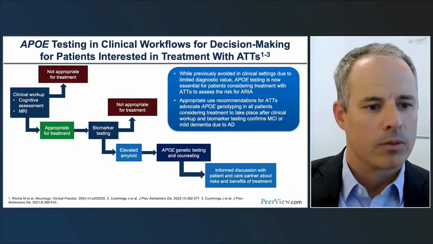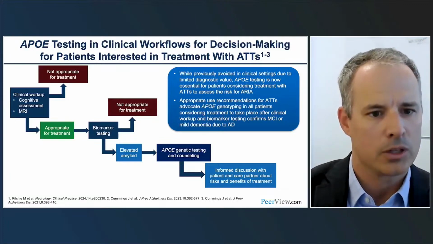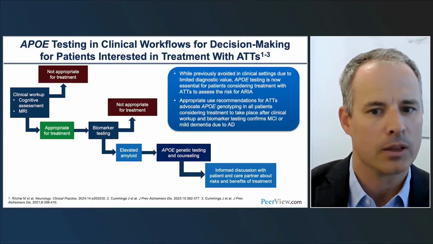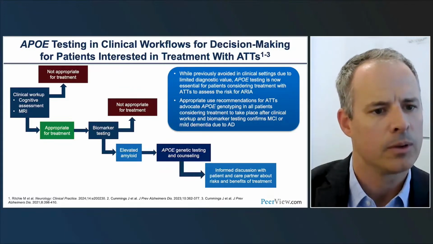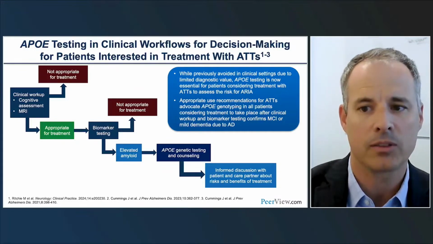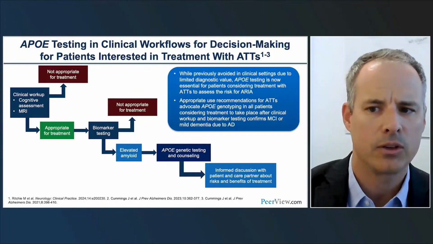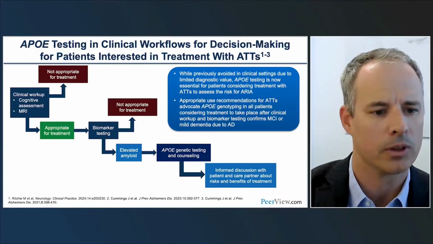So this is a diagram showing the clinical workflow for assessing a patient for potential treatment with anti-amyloid targeted therapies. And this includes clinical workup, as I mentioned, in which they have a cognitive assessment where one can assess their level of impairment, make sure they fall within the clinical criteria, and that their syndrome is consistent with Alzheimer's disease.